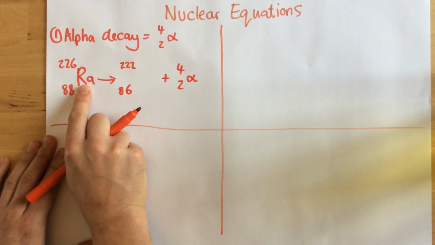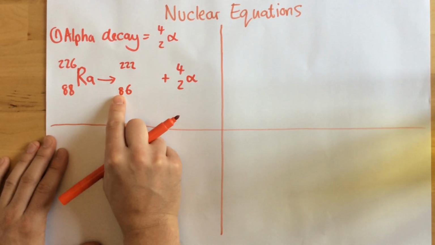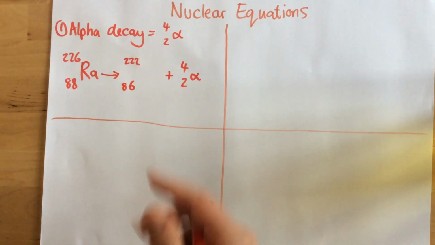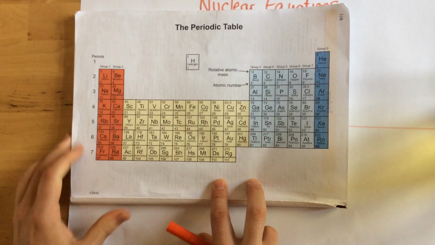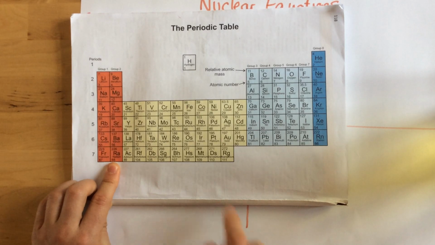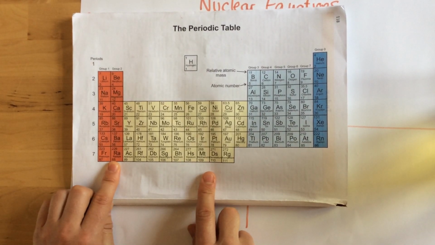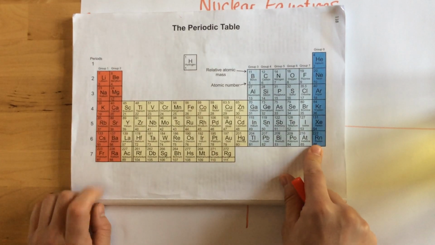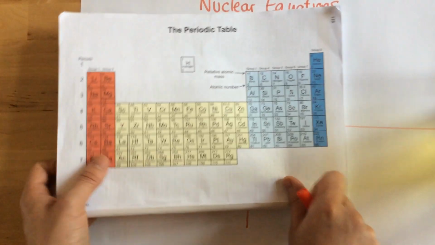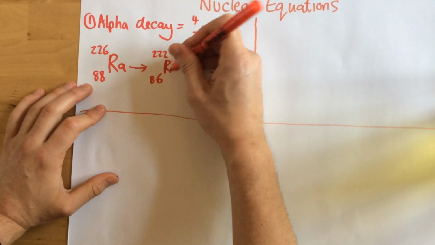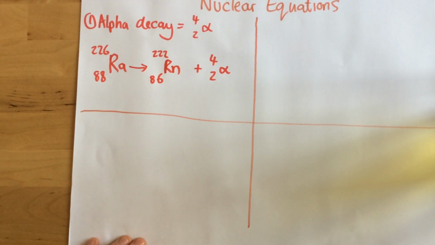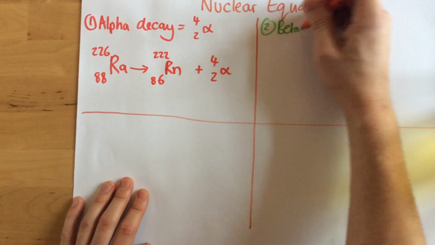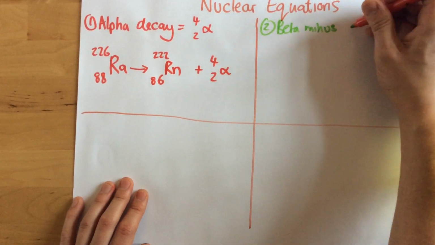Now, we no longer have radon because the proton number, the atomic number, has changed. To figure out what we now have, we need to use a periodic table. Here we can see there's our radon with 88, but we've lost 2 protons, so we need to count back 2. There's 86. We now have radon, Rn. Okay, next up, we need to look at beta minus decay.